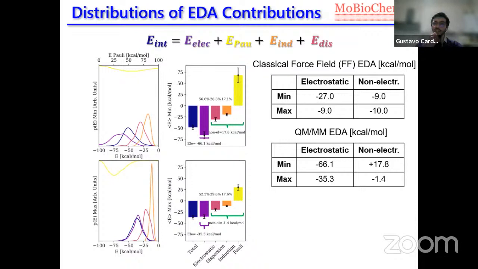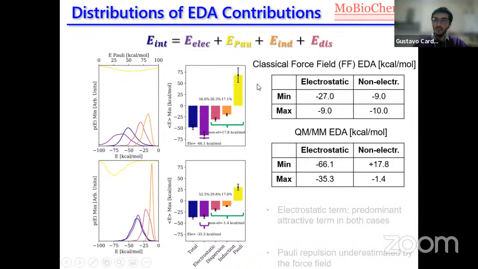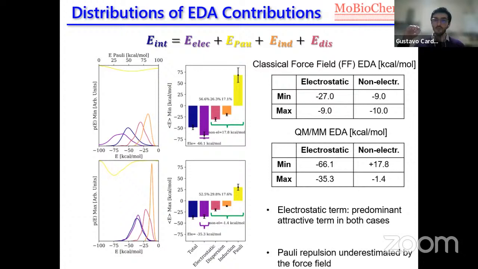Of course, what one could do also is to eventually perform QM/MM MD and see what happens with the Pauli contributions, because in that case we would see: is it actually the classical force field, or is it that we're not considering proper geometries with the proper method? So the question would remain open to consider more accurate methods. Yes. Okay. Thank you. Thanks to you, Antonio.